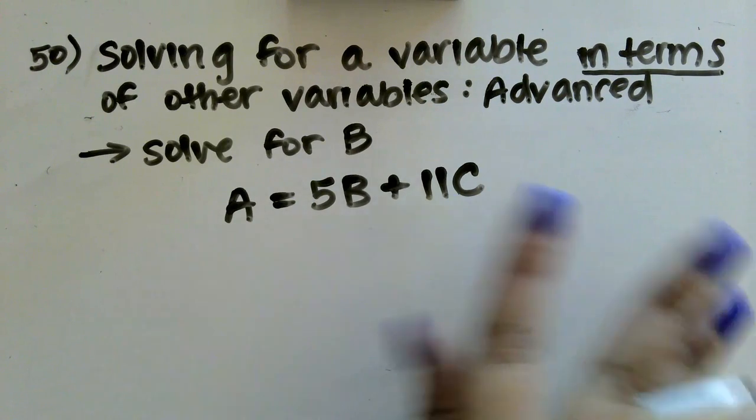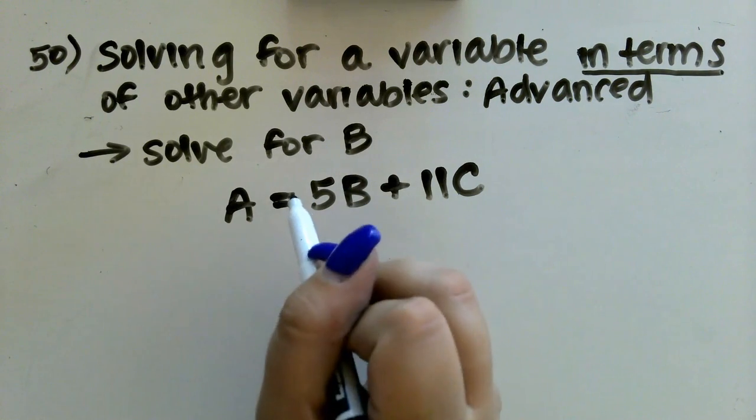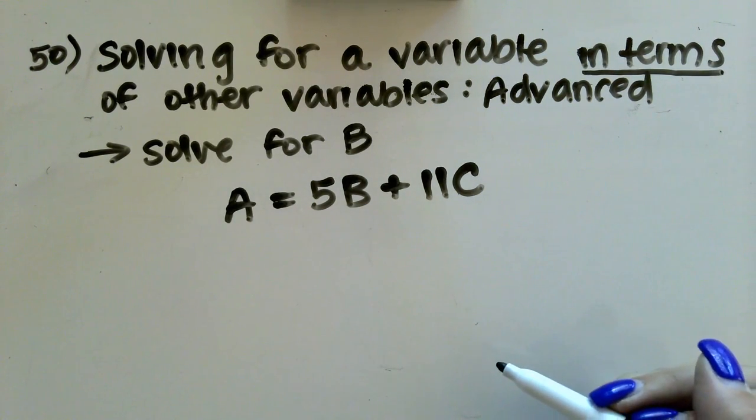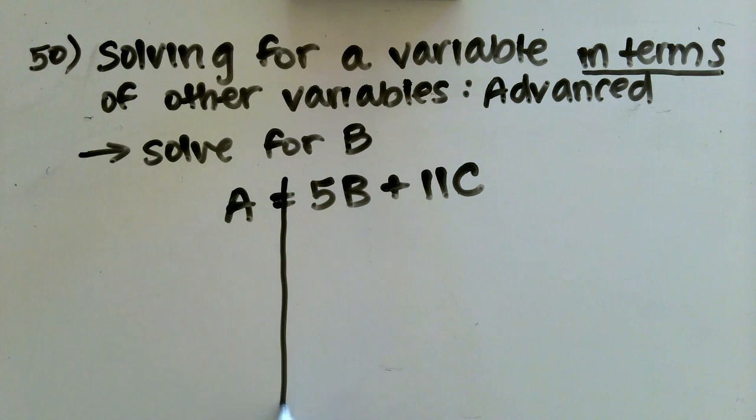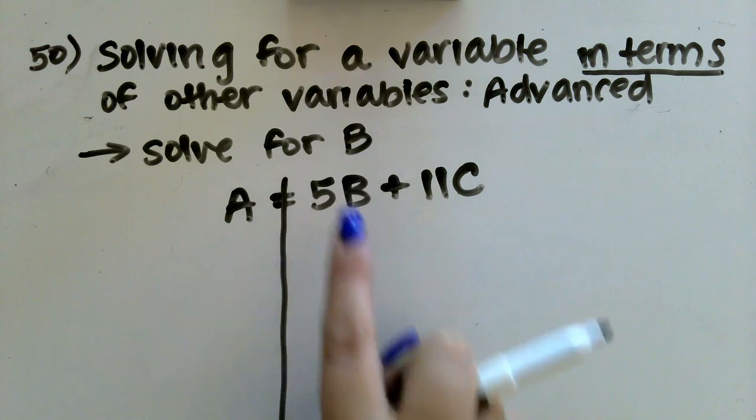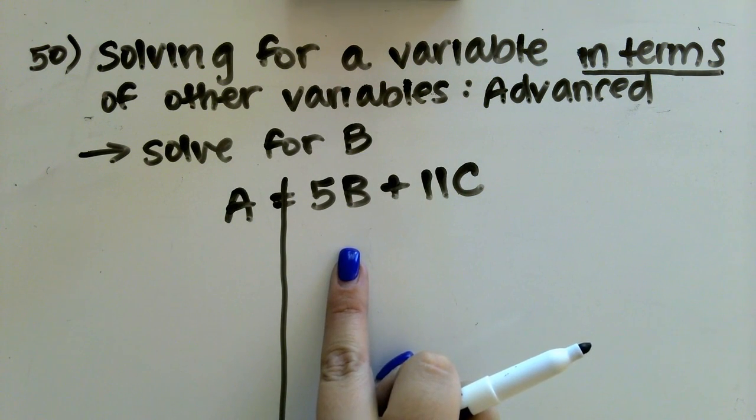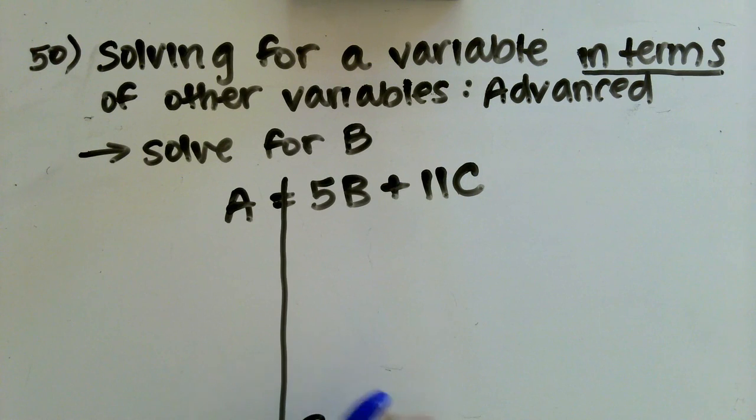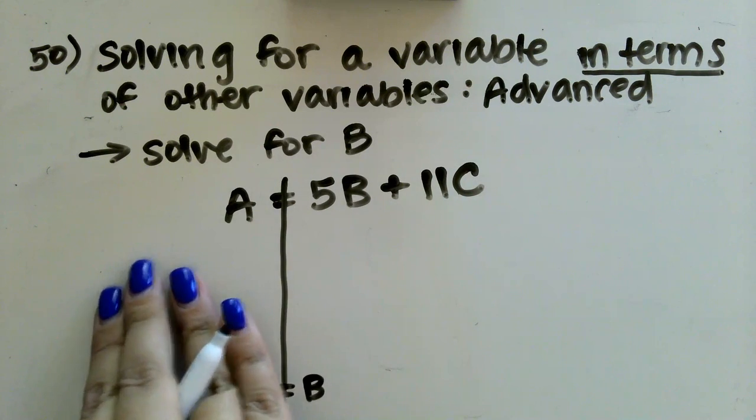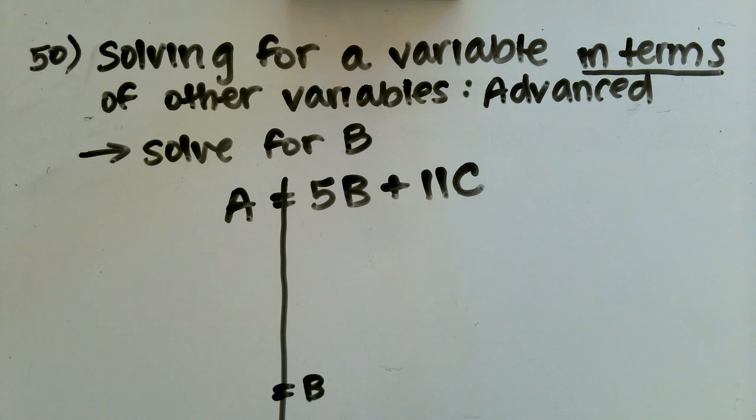We got 3 variables. There's a lot going on here. But again, we approach this always the same. Draw that line right down the middle. Again, I know that I'm solving for b. B is only on one side of the equal sign, so I know that I'm just going to keep that over here. We're not going to move it over to the other side. We're going to deal with everything else first.